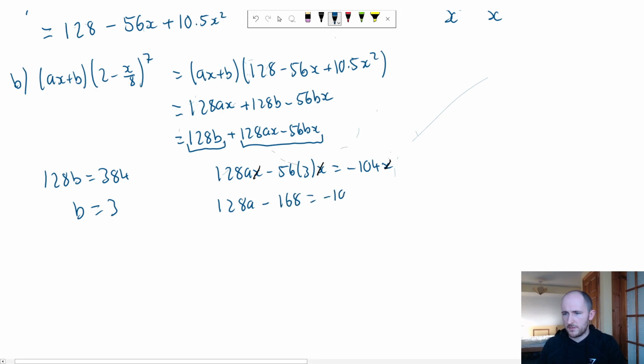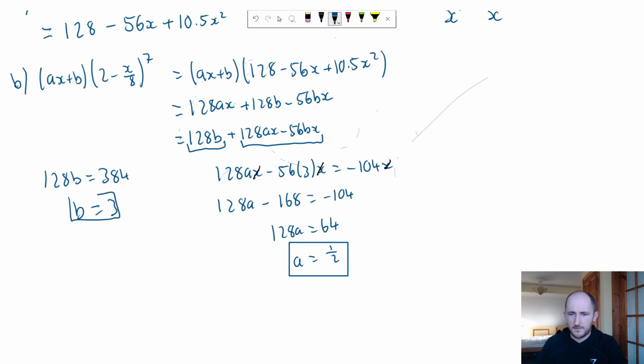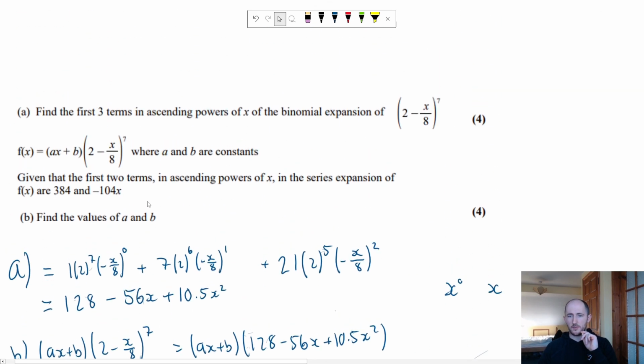Equals negative 104. Add 168 to both sides. Gives me 64. So then A is equal to 64 divided by 128, which is a half. So A is a half, and B is equal to 3. Not that bad, really. It looks like it would be bad, but it's not that bad.